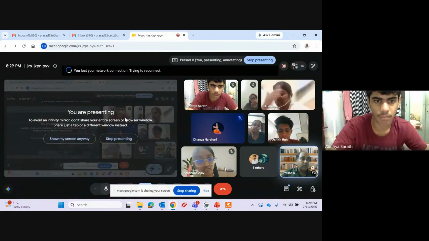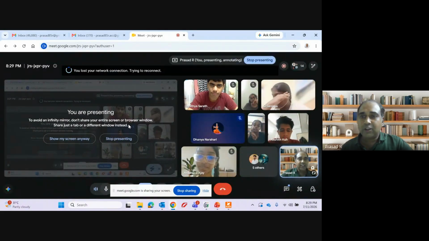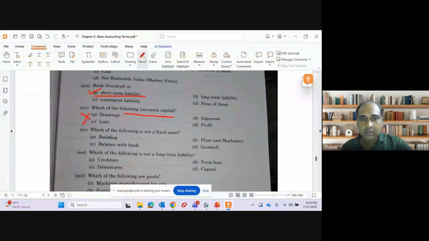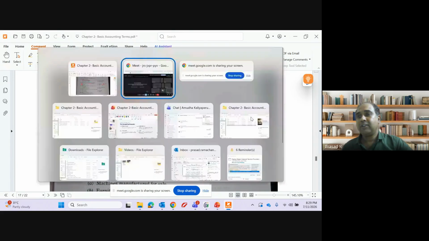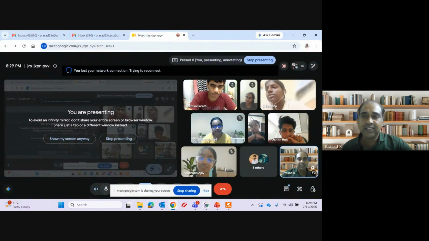When I incur a loss, will my capital increase or decrease? Decrease. It is also not an option. If I incur expenses, my capital cannot increase. It is also not an option. So the right option is Profit. When I make a profit, capital will increase.